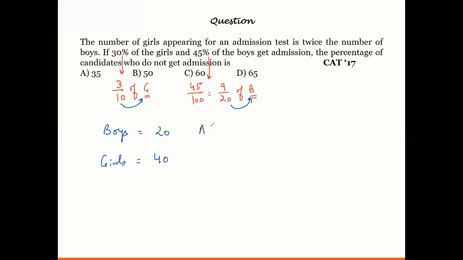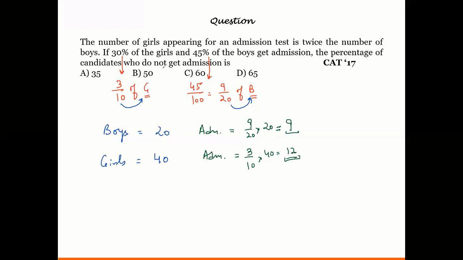So how many of the boys got the admission and how many of the girls got the admission? He says 3 by 10 of the girls. So 3 by 10 of 40 will be 12. And 9 by 20 of the boys. So 9 by 20 of 20 is 9. So 9 of the boys got the admission and 12 of the girls got the admission.